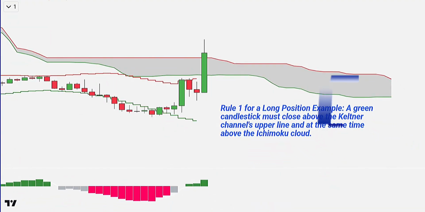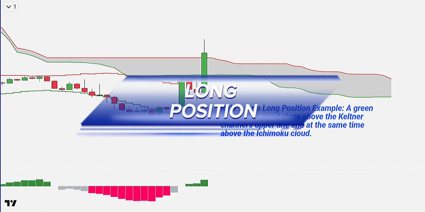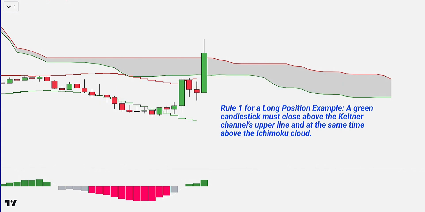Rule 1. Long position entry. Objective: to identify favorable conditions for a long position. Condition: a green candlestick must meet two criteria simultaneously. Close above the upper line of the Keltner Channel. Close above the Ichimoku cloud.